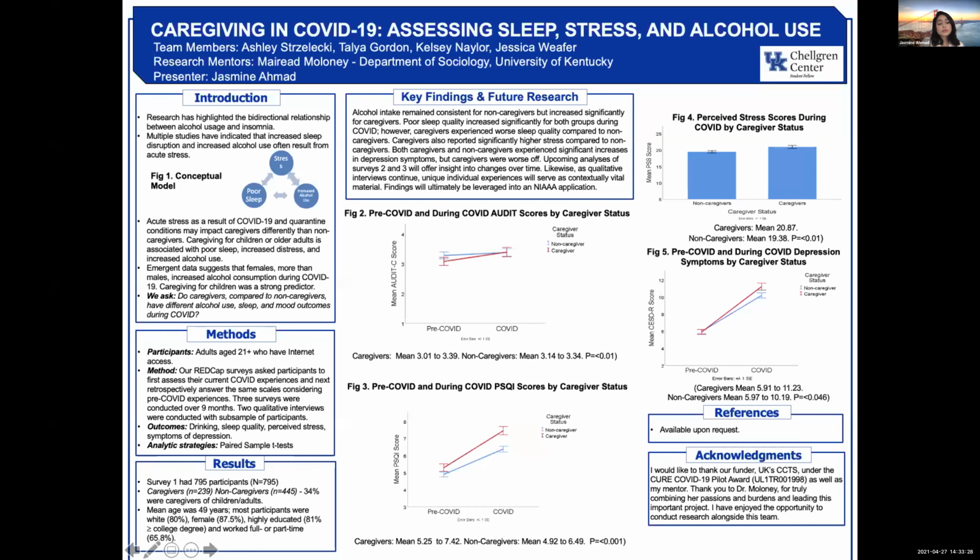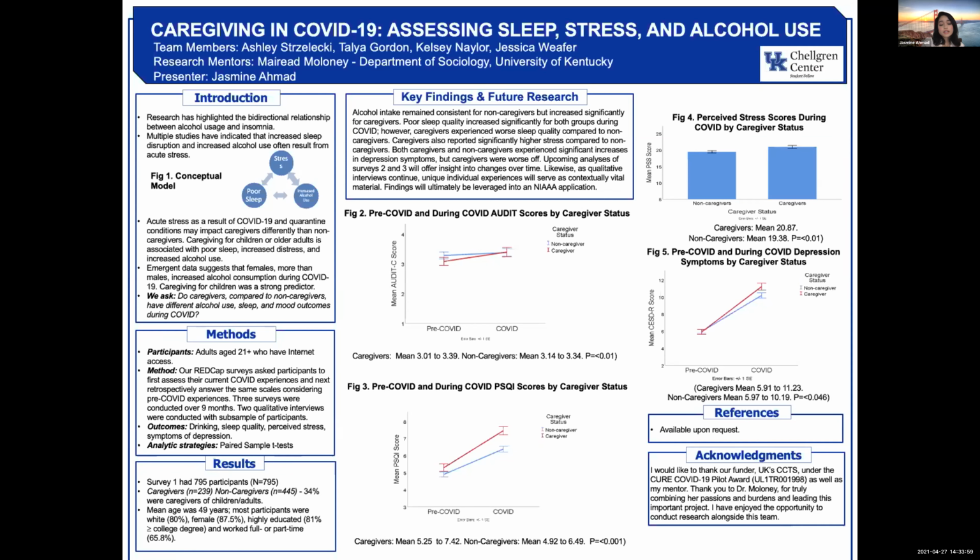Looking at the methods, we engaged in a mixed methods project, meaning we used quantitative and qualitative measures of our outcomes of interest, which again are sleep, stress, alcohol use, and mood. We talked only to adults aged 21 and over with internet access for the purposes of this paper. We're only using analyses from our first survey. So this is a longitudinal study with 3 surveys that were given over 9 months. And today I'll only be presenting the results from survey 1.